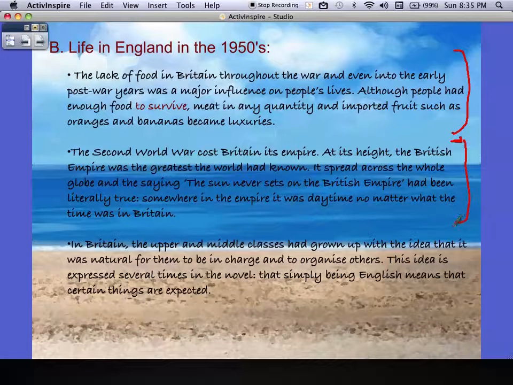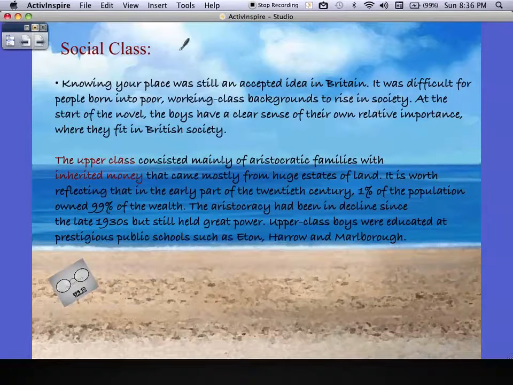So they were having to get used to the fact that they weren't the most powerful nation in the world in the early 50s. And in Great Britain, the upper and middle classes always felt like it was up to them to keep control. As the greatest nation in the world, it was their idea of taking care of things, to be in charge and to organize others. And in the 50s, they're just coming to grips with the fact that this isn't true anymore. But you can see this British attitude in the way the boys act in the novel. Keep that in mind.